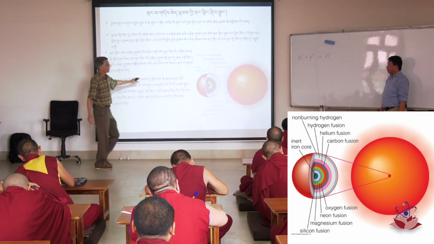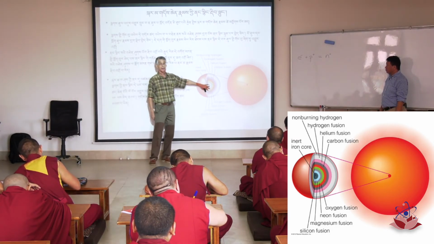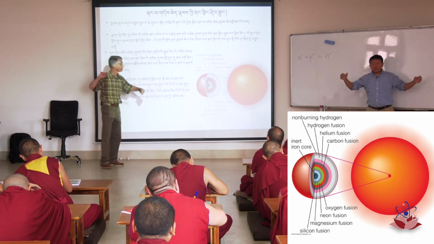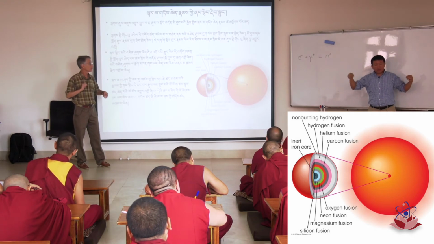So the iron core, when this begins to happen, is about the size of the Earth.